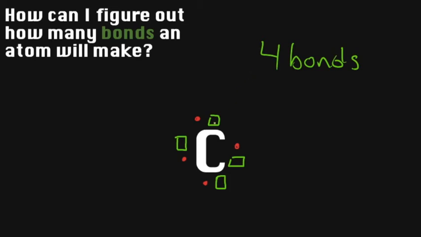Hopefully that makes sense. In order to fill these 4 spaces and get to 8 valence electrons, because that's what carbon wants, that's what all atoms want, to get 8 valence electrons, they will make 4 bonds. Okay, so when you draw the Lewis structure, you can just look at however many empty spaces there are, and that will be how many bonds it'll form.